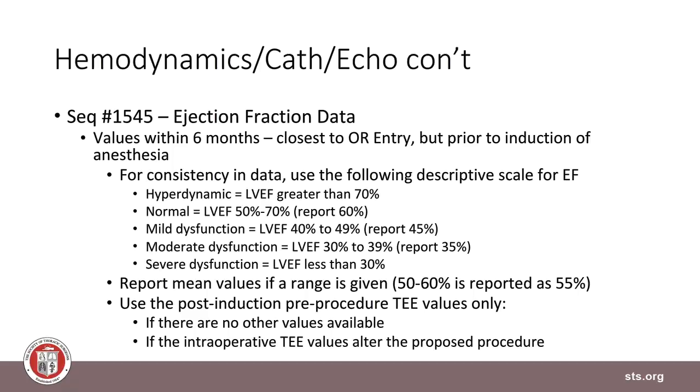The table on this slide reflects the 2014 ACC guidelines and will be updated in the training manual for consistency's sake. Please use this information when deciphering the proper EF value if your physician used a descriptive identifier. As in previous versions, if a range is reported, record the mean value. For example, an ejection fraction of 50 to 60% should be recorded as 55%.